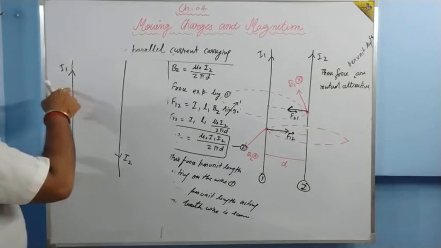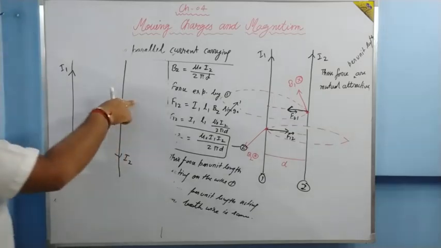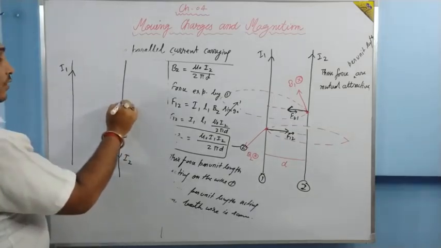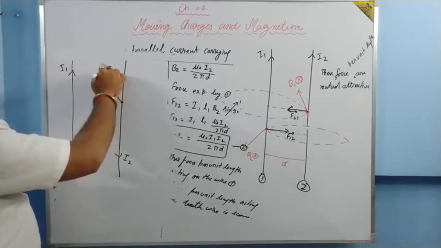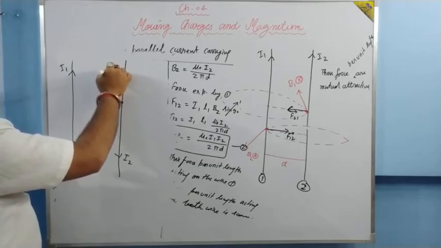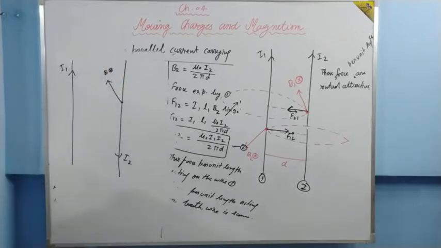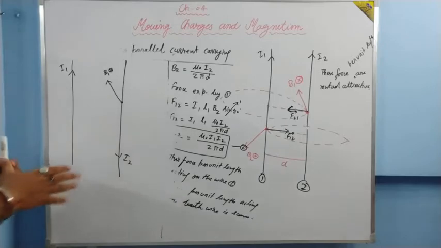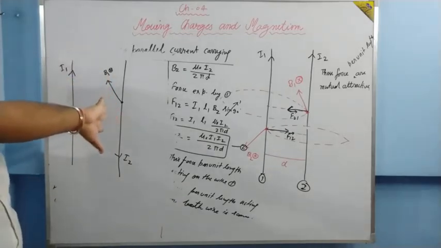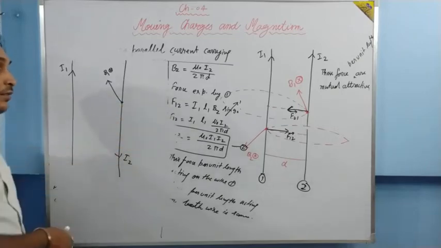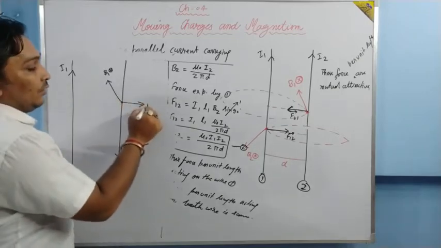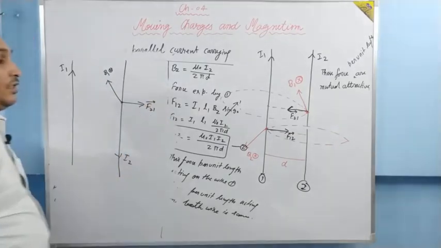Because of I1, what is the direction of magnetic field at this location of the second wire? Current is upward, so the direction of magnetic field will be inward. This is the magnetic field of the first. Now the current is downward. So basically, thumb will be towards the current, fingers towards the magnetic field, and where the palm faces is indicating this side. So this time the force which is acting on the second wire will be in this direction.